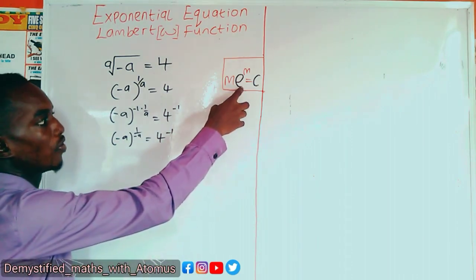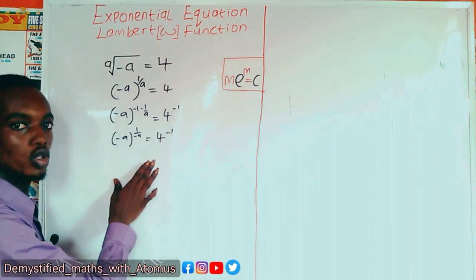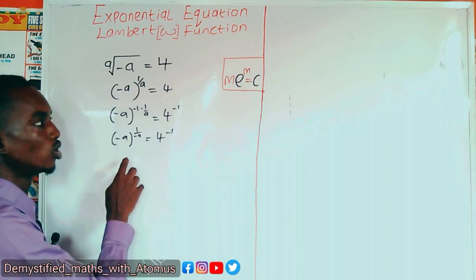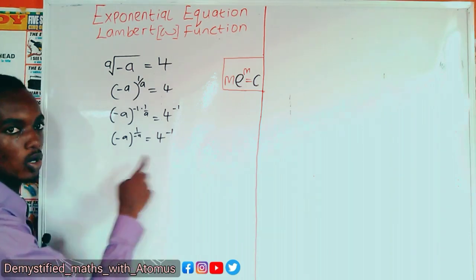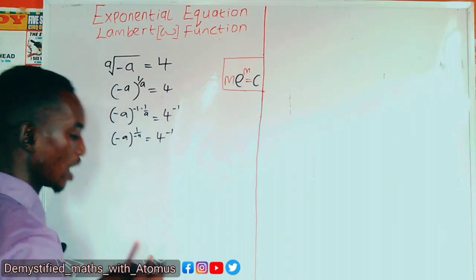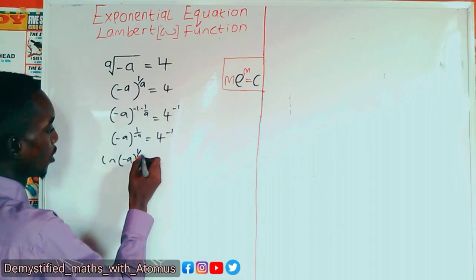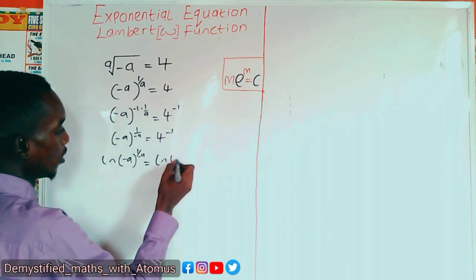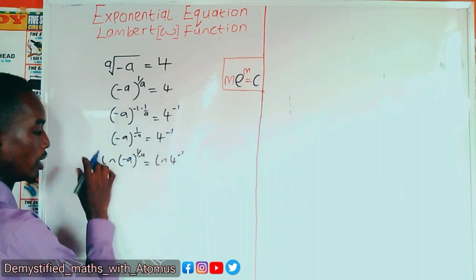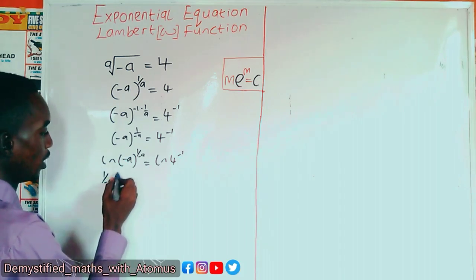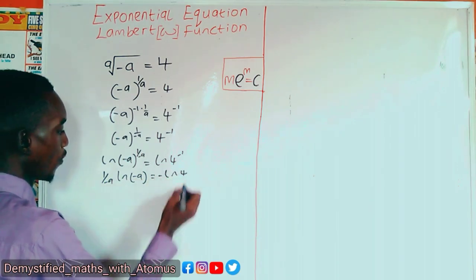Now here we have Euler's constant e, but we don't have it in our equation yet, so we ought to introduce it. How can we introduce Euler's constant e here? The best way to do it is to take the natural logarithm of both sides, the ln of both sides. So that will be ln of negative a raised to power 1 over negative a equals ln of 4 raised to power negative 1. And from the law of logarithm, this power comes down here. So we have 1 over negative a times ln negative a equals negative ln 4.